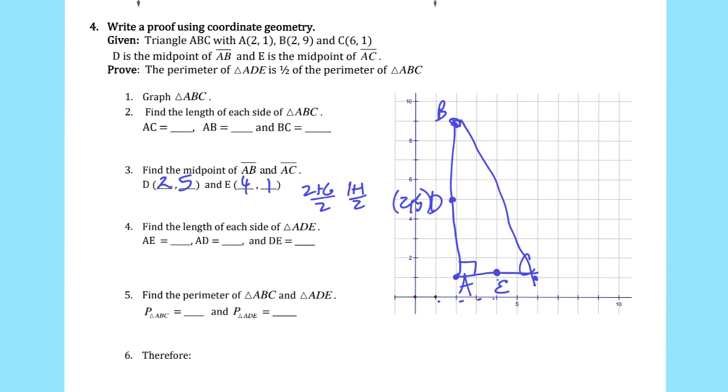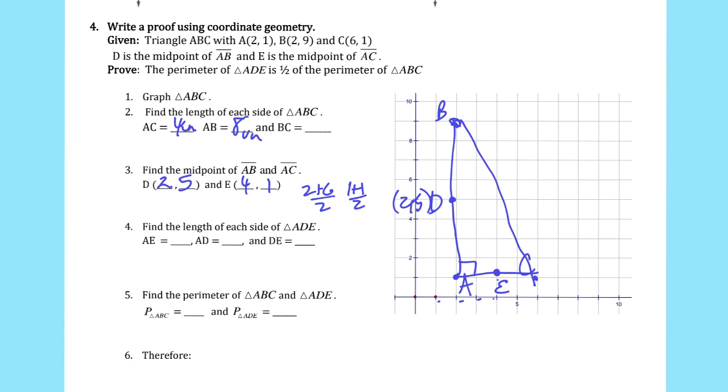Okay, let's find the length of each side. Well, the horizontal one you can just count. So it's 1, 2, 3, 4 units. So AC is 4 units. AB is actually from 1 up to 9, so that's 8 units. You can just subtract the y coordinates. So 9 minus 1 is 8. So that's the length of that.